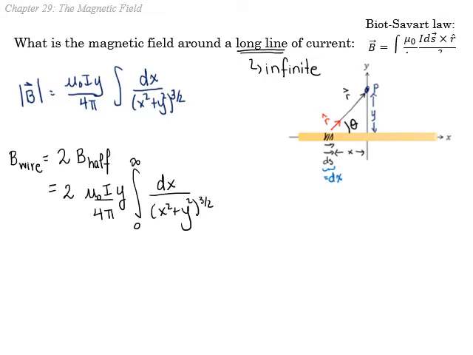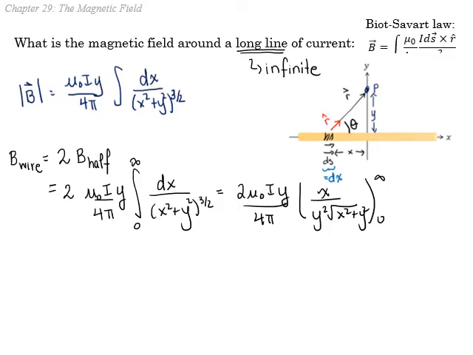This integral is not too tough. You can either work this out yourself, or you can look up your result in a book. It's fine whichever way you choose. So we've got 2 times mu naught times I times y over 4 pi outside. The result is x over y squared times the square root of x squared plus y squared, and that's evaluated at 0 and infinity.